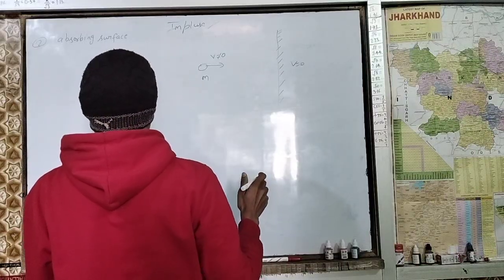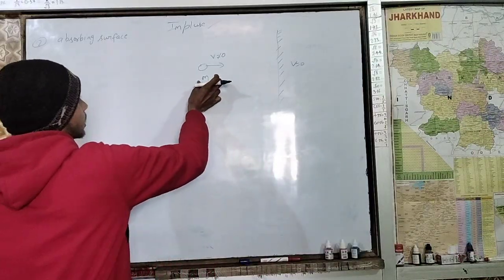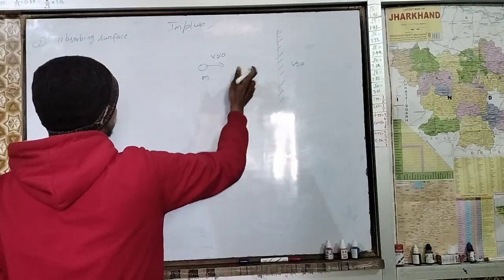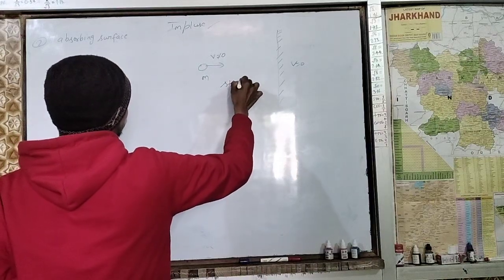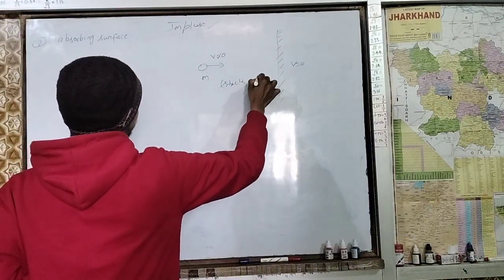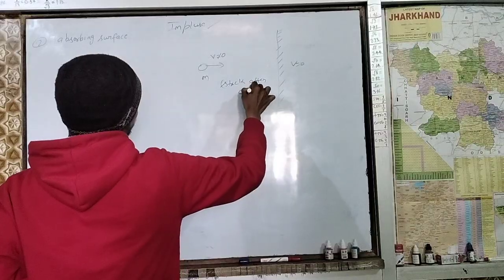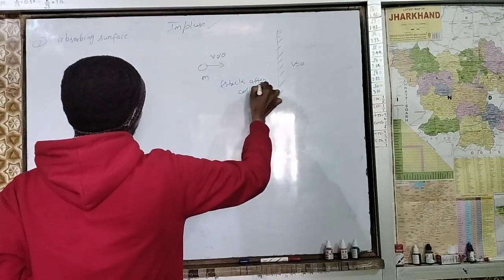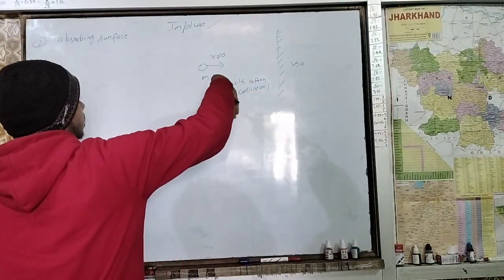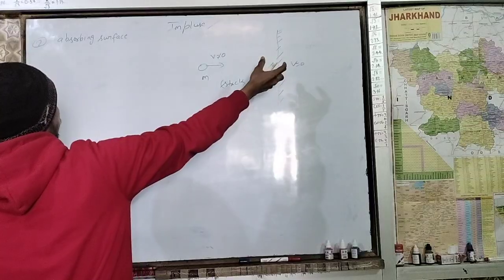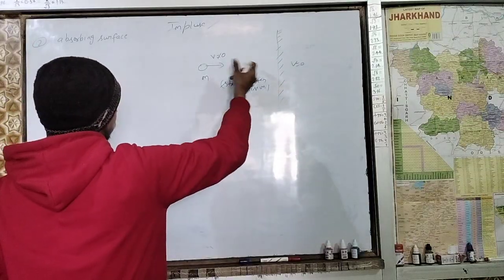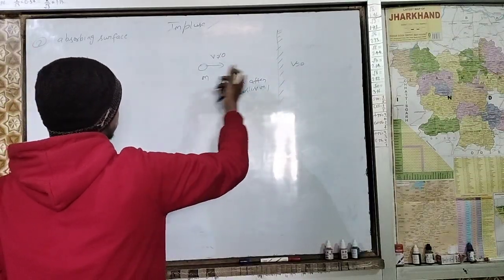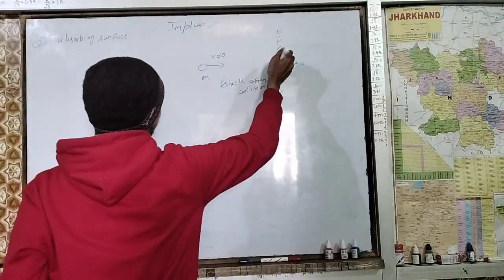The ball sticks after collision. After collision, it means this ball will not come back in the opposite direction. Here the ball will stay over here.